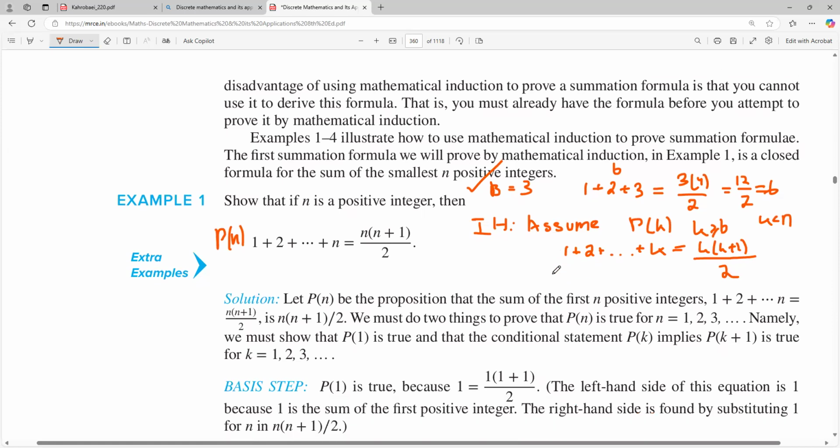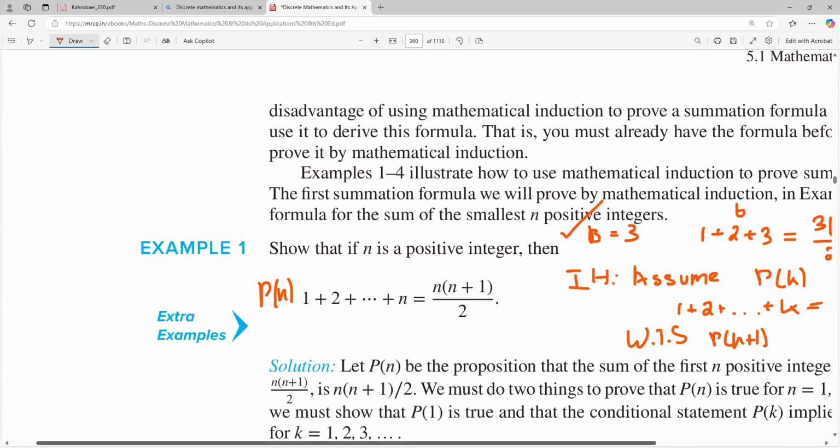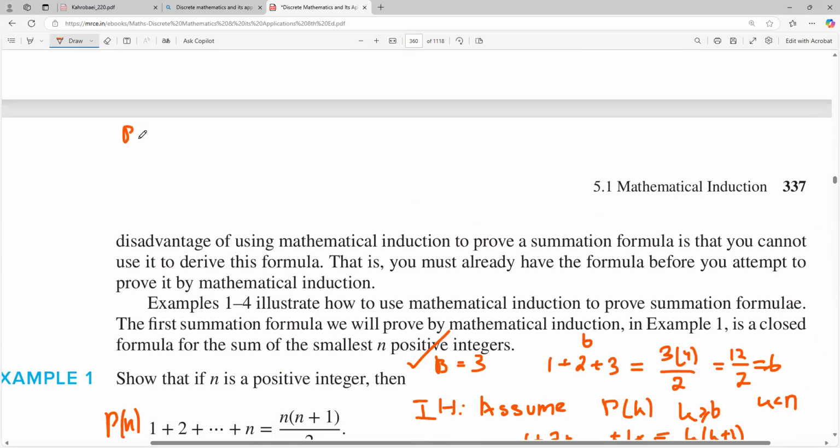Okay. We want to show that P of K plus 1 is also true. So let's do it here. We know that P of K plus 1, this is the math portion of it, we want it to look like something like this. So it's going to be K plus 1 times (K plus 1 plus 1), which is just K plus 2, over 2.